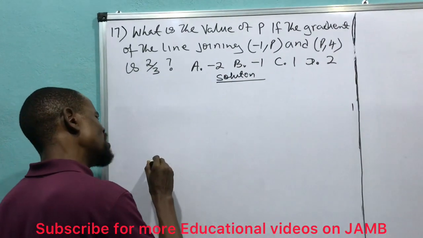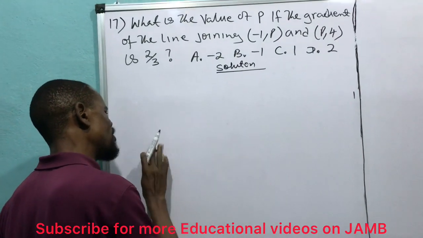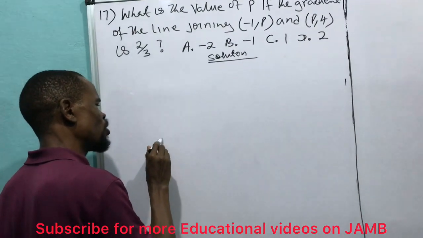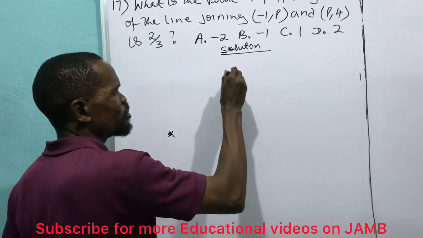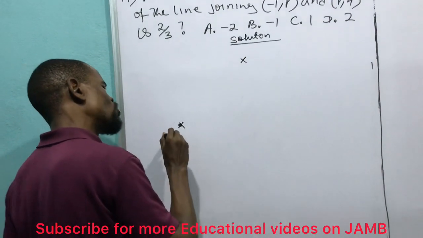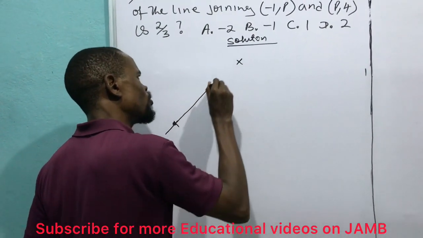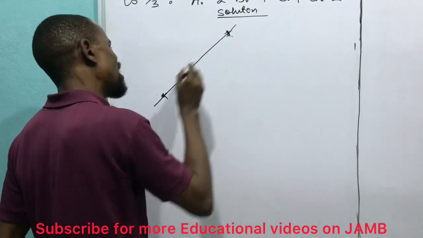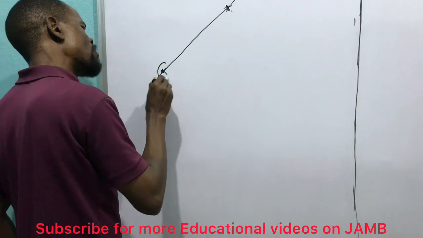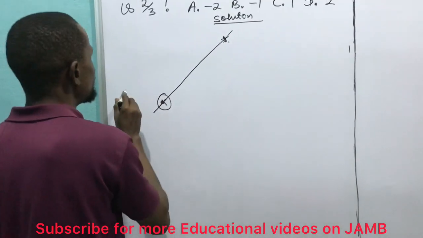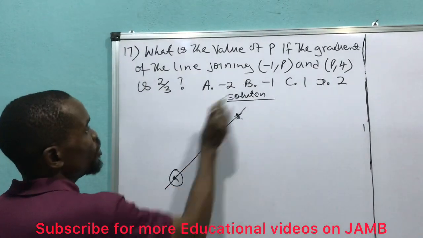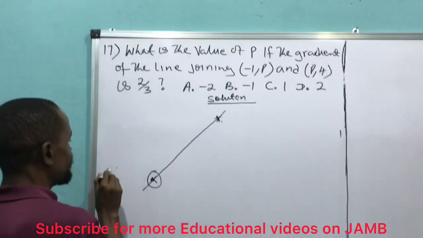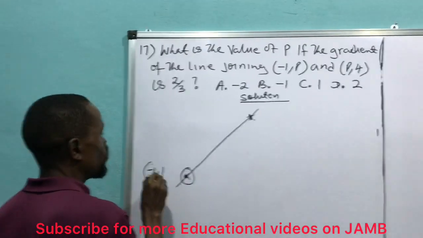If we look at this point here, plot this point in a graph and plot this point in a graph and draw a slope, which you call the line of best fit. I plot this point, which is the point minus 1 and P.